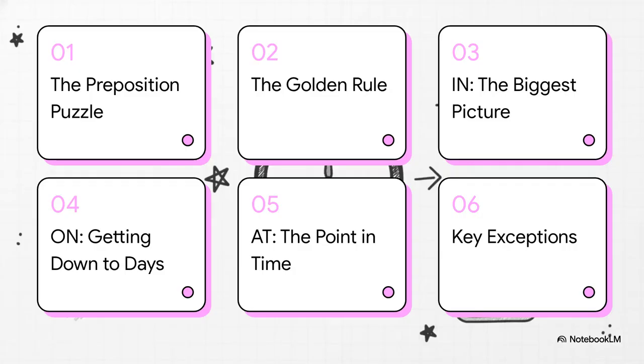Okay, so here's our plan. We're going to start with the golden rule that clears up most of the confusion. Then we'll break down in, on, and at one by one. And to finish off, we'll look at a couple of key exceptions. Sound good? Let's do it.